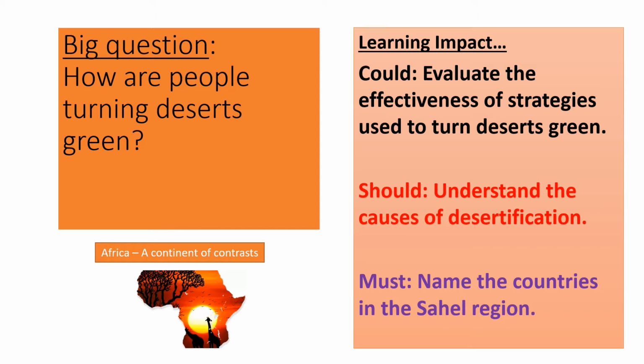So today I'm hoping that you'll be able to name the countries in a region known as the Sahel. I'm also hoping that you'll know what the Sahel is. I'm hoping that you'll understand the causes of something called desertification. Desertification means that the land has become desert, so the deserts are growing. So I want you to be able to explain why the deserts have been growing. And then I want you to think about 2 strategies of turning the deserts back to green, and decide on which you think is the best strategy. So that's today's lesson.